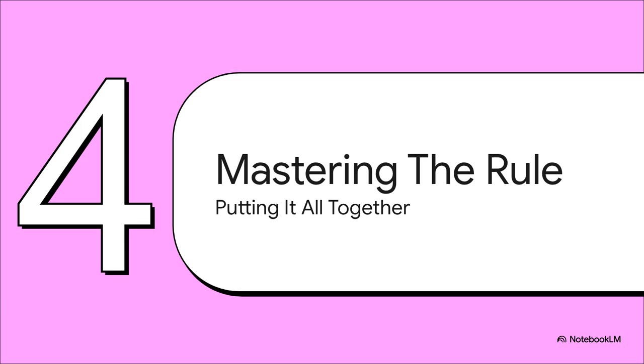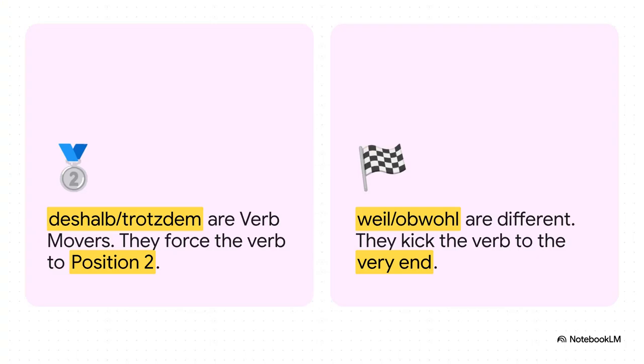Okay, so we've seen the rule in action with both words. Now let's zoom out a little bit and put it all together. This will help make sure it really sticks and clear up some really common mix-ups. Okay, this is a huge one. You're probably thinking, wait a minute, what about words like weil for because or obwohl for although?